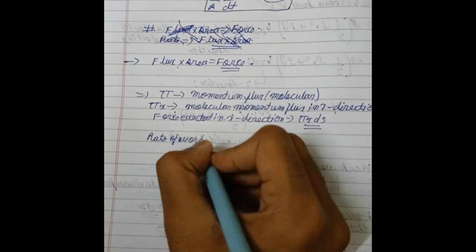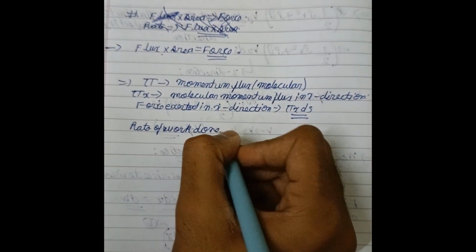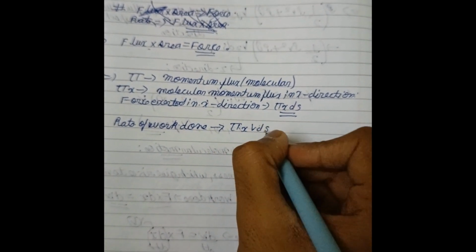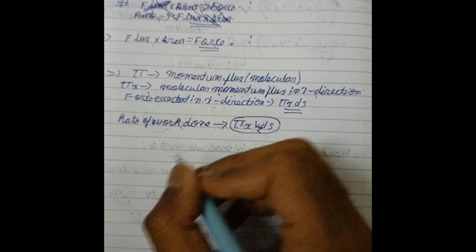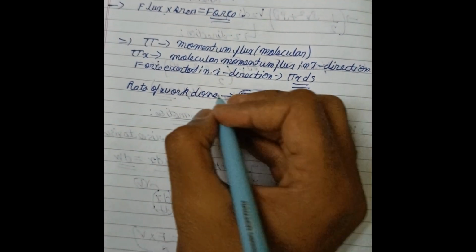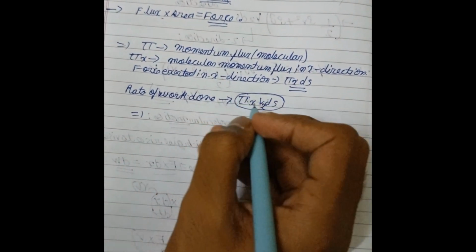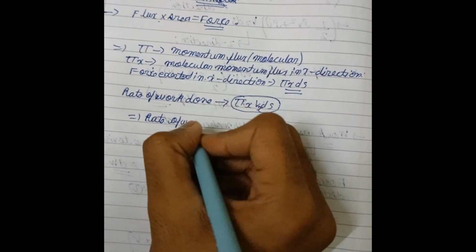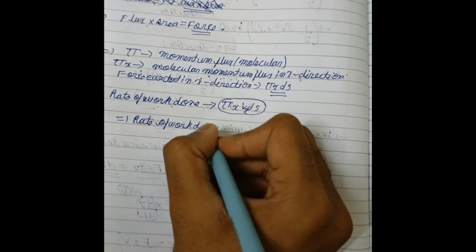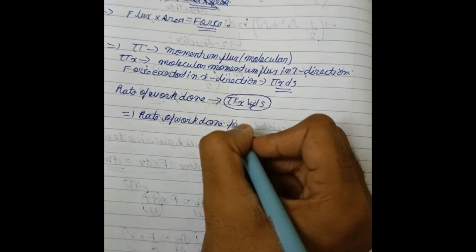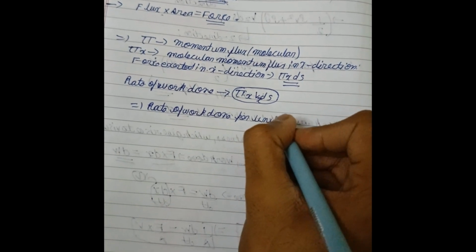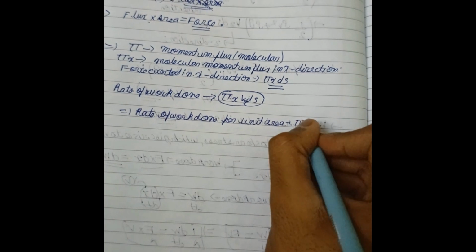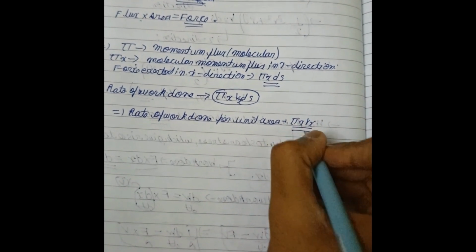Now we'll have to find rate of work done. All you have to do is multiply it with velocity. So that is pi x v ds, or it would be vx. Pi x vx into ds. Now you have to go for per unit area. So let's assume we have to write rate of work done per unit area. That is going to be pi x into vx.